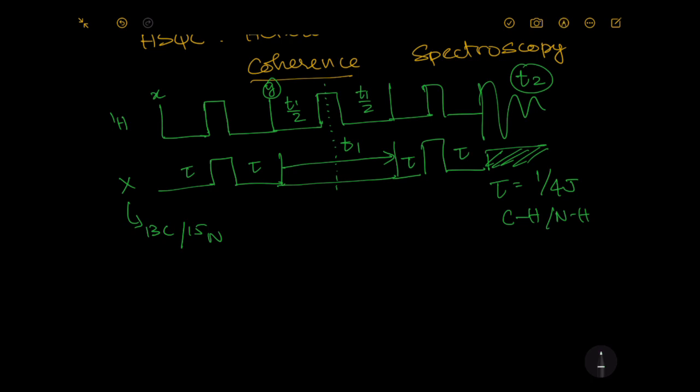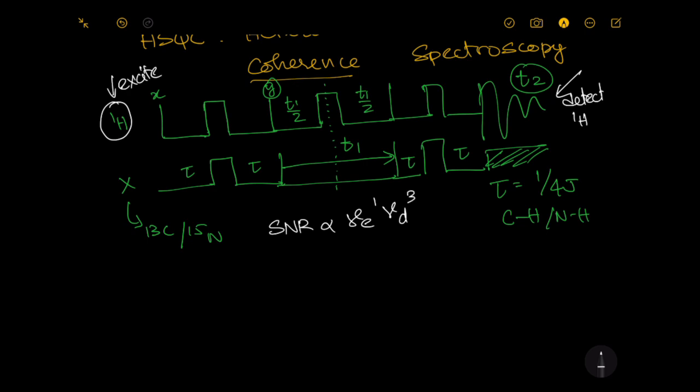There are a few important aspects that I would like to show first before going to the product operator formalism. You excite the proton nucleus and you detect also in the proton nucleus. This is important because the signal to noise ratio is proportional to the first power of the excited nucleus and 3 by 2 power of the detected nucleus. This ensures that you get the maximum sensitivity for such two-dimensional NMR experiments.